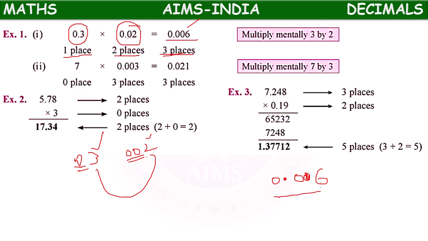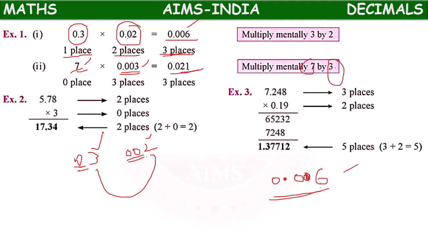So 0.006. So this is the answer. Next, 7 times 0.003. 7 is okay, but for 0.003, if there is no decimal point, we have to assume it as only 3. So we have to multiply 7 and 3. 7 and 3, how much?